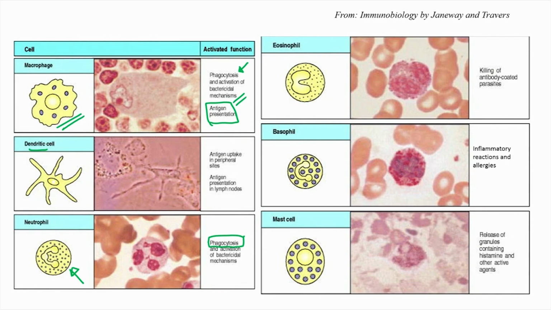Then we have eosinophils, and one of the functions responsible for them is killing of the antibody coated parasites. So, they are more responsible for big worm-like pathogens, and they can even be effective against some of the smaller pathogens too. And basophils and mast cells are not as widely studied and understood. Probably their function in the immune system is either not understood very well, or they do not really play a very major role, but their major function is to cause inflammatory reactions, and they are also responsible for allergies. The same with the mast cells, they also release granules containing histamine and other active agents to kill the surrounding environment, bacteria and pathogens.